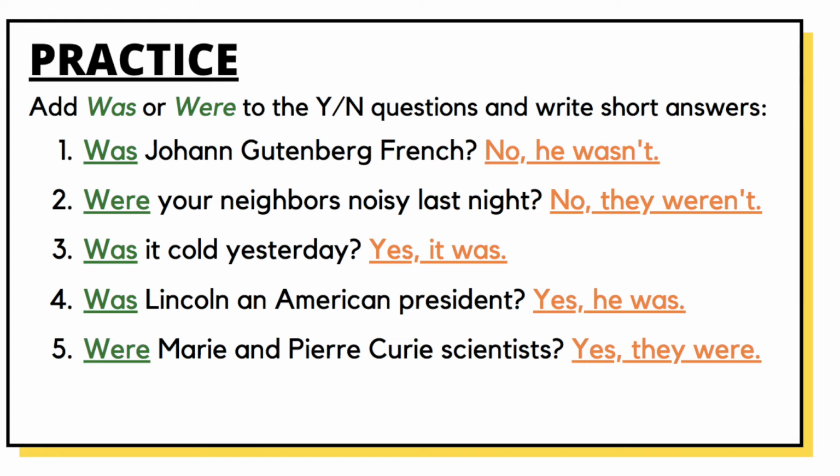I wrote, no they weren't, but you may have written, yes they were. Number 3 says, was it cold yesterday? I wrote, yes it was. You may have written, no it wasn't. Number 4 says, was Lincoln an American president? And the answer is, yes he was. And number 5 says, were Marie and Pierre Curie scientists? And the answer is, yes they were.